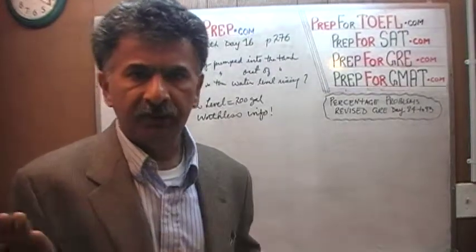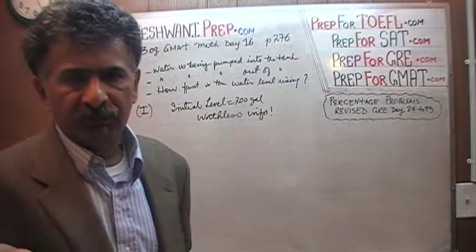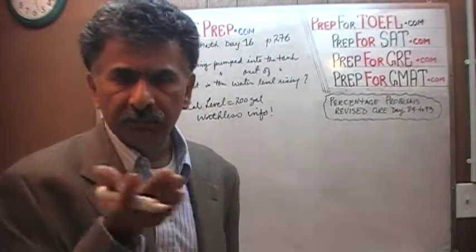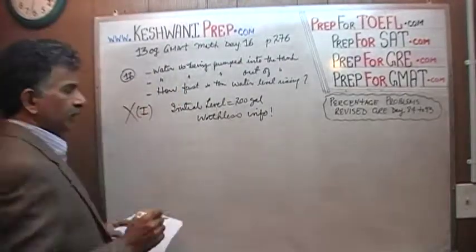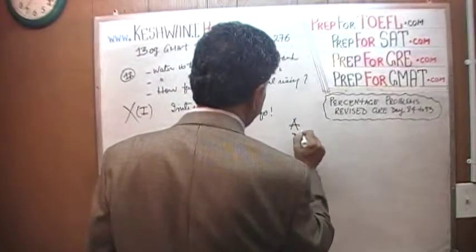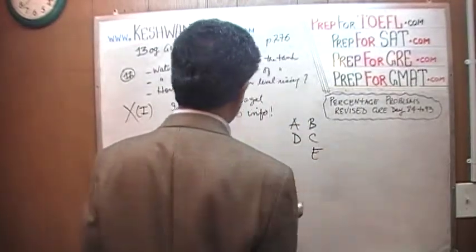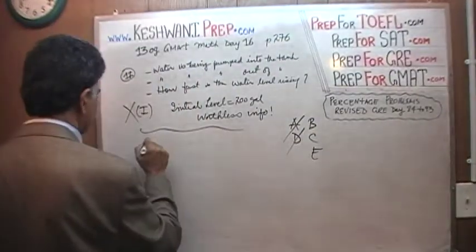We are interested in a rate of change. We're not looking for what it was initially. We want to know how fast it's coming in and how fast it's going out. We want to know the difference between the two rates. First statement by itself does no good. So here we go, A, D, B, C, E. Since the first statement does not work, the answer cannot be A, it cannot be D. Let's look at the second statement.